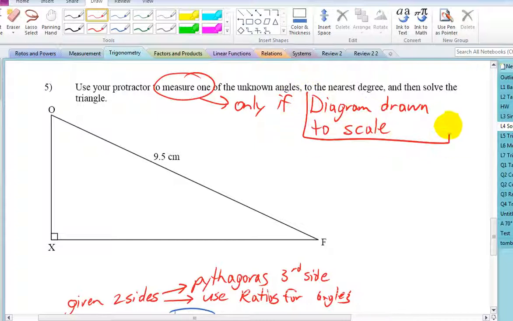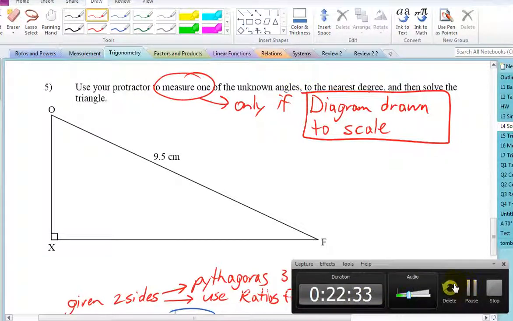On any test or quiz, you cannot measure it unless it says the diagram is drawn to scale. That's a very important point. So when we start word problems, you can't take out your protractor and say, oh, it's 22 degrees. It's not drawn to scale. Okay? What I want you to do is take your protractor, measuring.